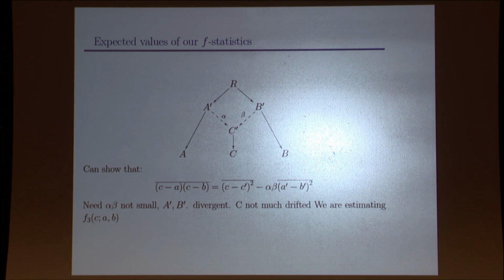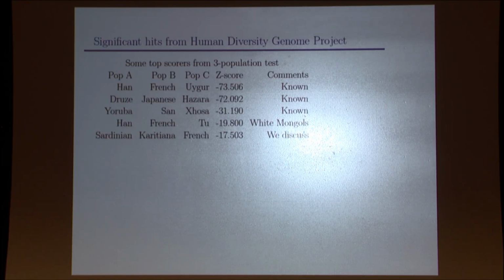To get a negative number here, this drift, C minus C prime, better be small, and alpha and beta can't be too close to 0 or 1, and finally the admixing populations have to be fairly divergent. All of that makes perfect sense. I mean, if alpha is very, very near 0, you've hardly got real admixture. If A prime and B prime aren't diverged, well, of course you're not going to see anything.